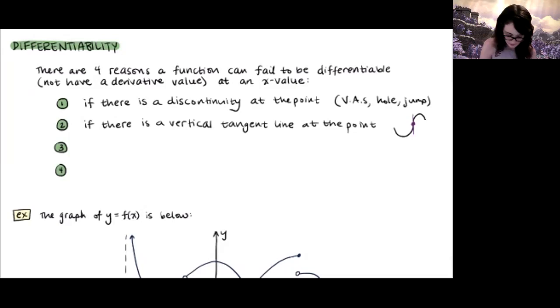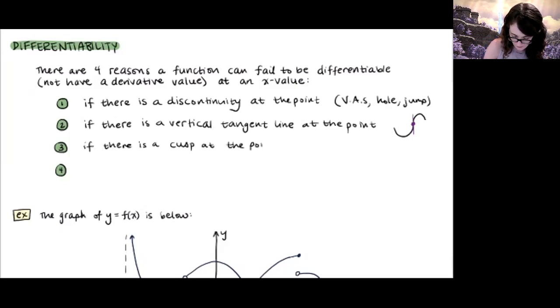Okay, the third is if there is what we call a cusp. So these are vertical tangent lines that come in together from different sides. So something like that. This would be considered a cusp right here at this point. So it comes in vertical from both sides.